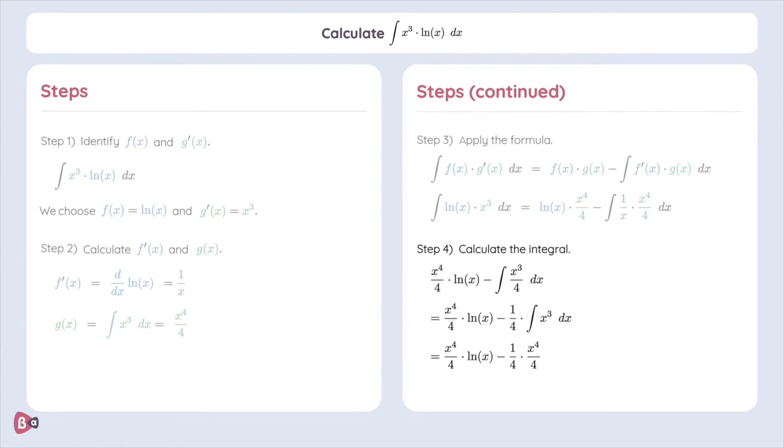So as we simplify, we get the final expression of x to the power of 4 divided by 4 times ln of x minus x to the power of 4 divided by 16. And there you have it. We just calculated the integral of our original expression at hand.